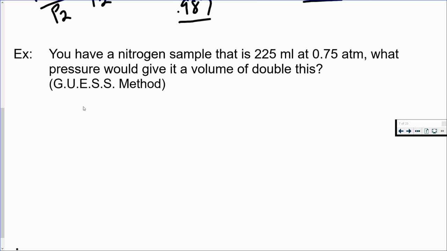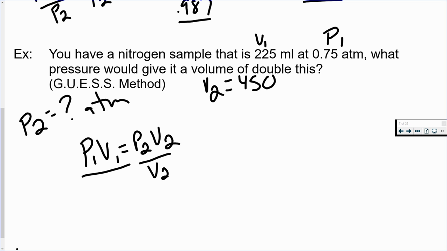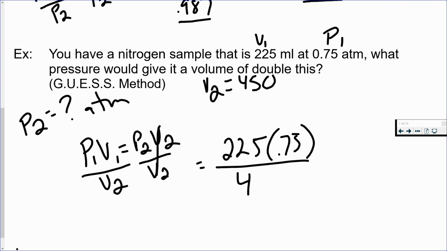3, 2, and 1. Here we have a V1, a P1, and our V2 has been told to us as just doubled, so that's 450. We're going to solve for P2. This is going to be in atmospheres. So we still are using P1V1 = P2V2. This time we're going to divide by V2 to find P2. Plug it in. You get 225 times 0.75 all over 450.